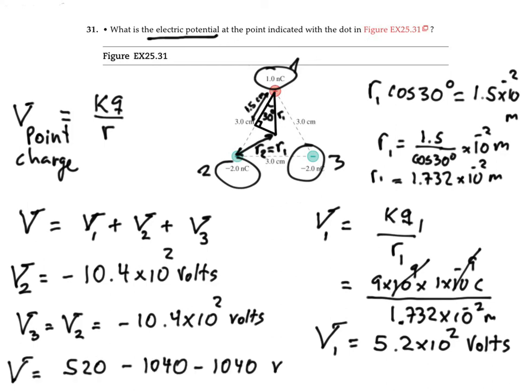And now putting everything together, again, the voltage in the middle is the sum of the voltages produced by each charge. So we have 520 volts minus 1040 for V2 and minus 1040 for V3. And the final answer is minus 1560. And to be consistent with significant figures, we should write it as minus 1600 volts. Alright, that is the final answer for this problem. I hope that is useful.